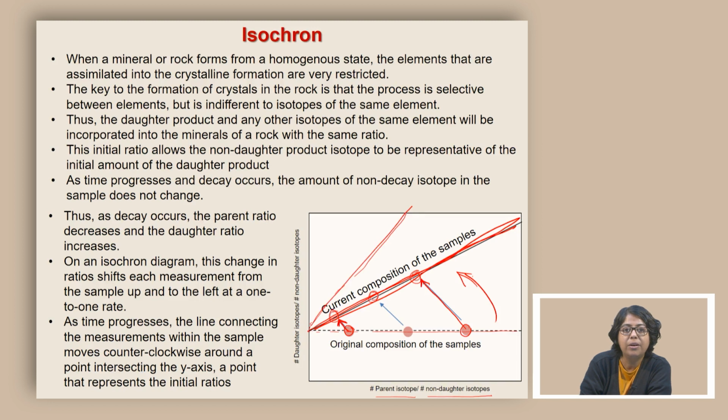And finally, there is an intersection around the y-axis, a point that represents the initial ratios. Again, as I am saying, the initial ratios we could not observe, but we can reconstruct them just by looking at the present day ratios of multiple mineral grains, and that's how the isochron works. So, let us take a look at some real examples.